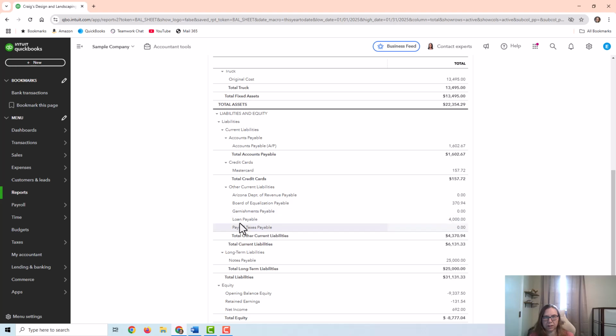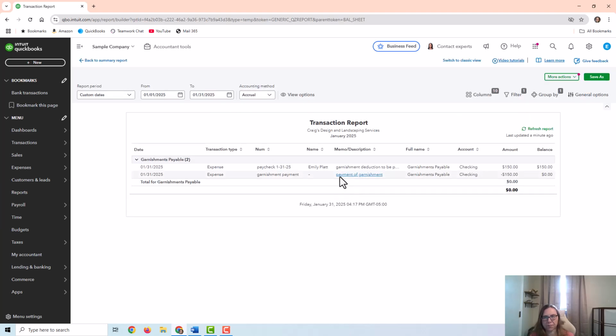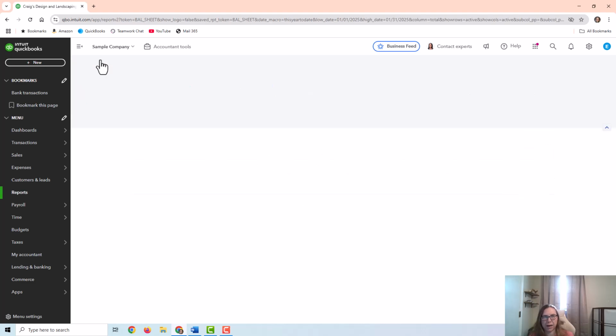If I scroll down, I can see the garnishment payable right here, and it is zeroed out because it was paid. I'm going to go ahead and click on this so you can see what I mean. You can see the paycheck itself right here, which was a positive number. And then when it is actually paid, which happens on the same day if you're using a payroll service that does everything for you, and here it is a negative to show that it was paid out. So this is like a credit to the account, and this is like a debit for a liability account. Okay, and then it is zeroed out now. And then let me go back.